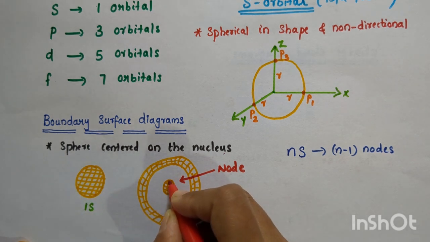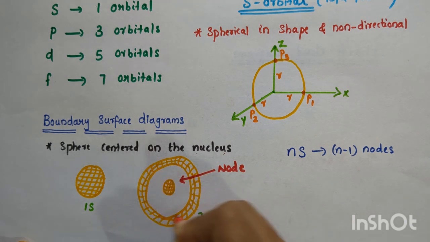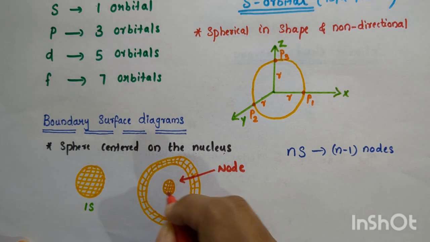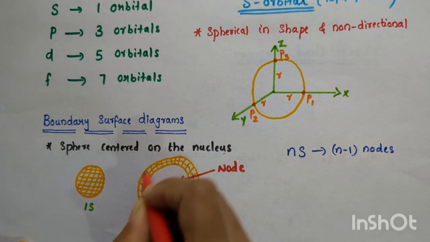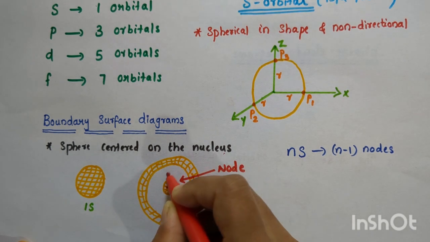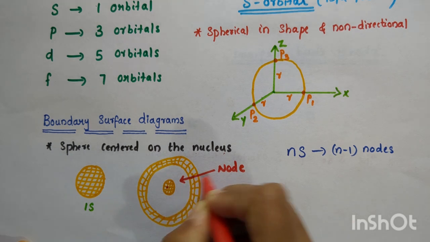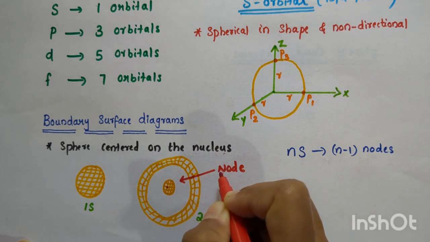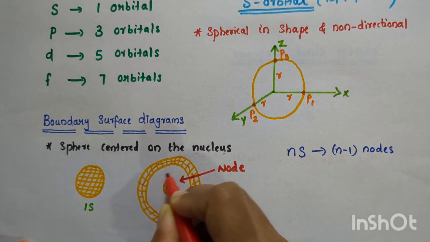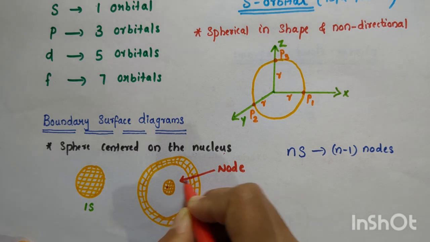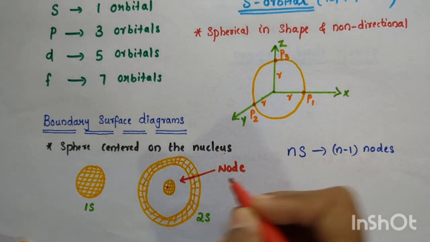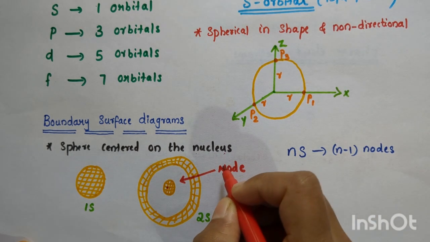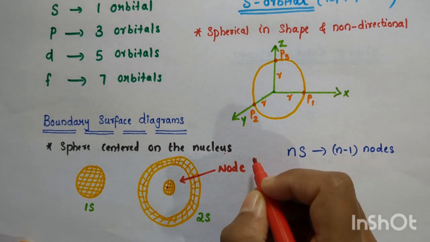That means you see, there are 2 shaded regions here which actually represent the most probable regions of electrons. So there is a chance of finding an electron here. There is a chance of finding an electron here as well. But in between these two, there is a space which is marked as node. That is, the probability of finding an electron in this region is 0. So 2s orbital has 1 node. Similarly, if you consider 3s orbital, it will be having 2 nodes.